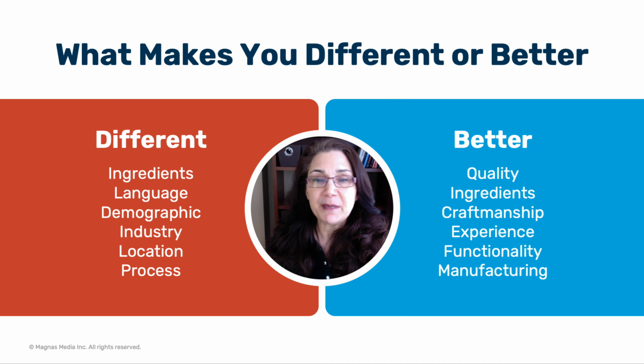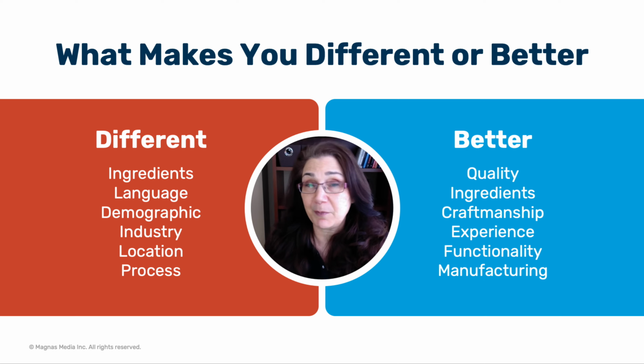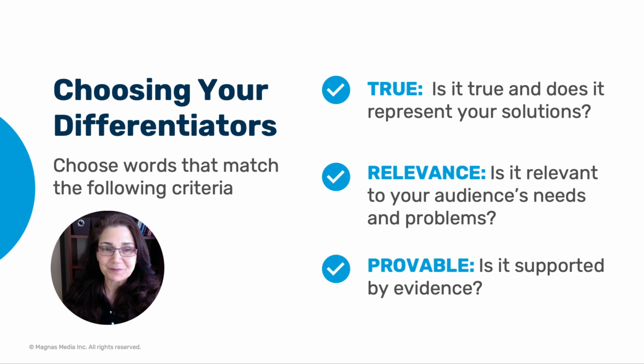Now, different can mean that you use different ingredients that others don't have, or maybe you only focus on a specific demographic like a select age group, gender, industry, language, or location. Better can mean that you have faster service. It could be a better experience, more functionality, or superior manufacturing and craftsmanship. So really, it's not about everything being better or everything being different. It just could be one simple thing.